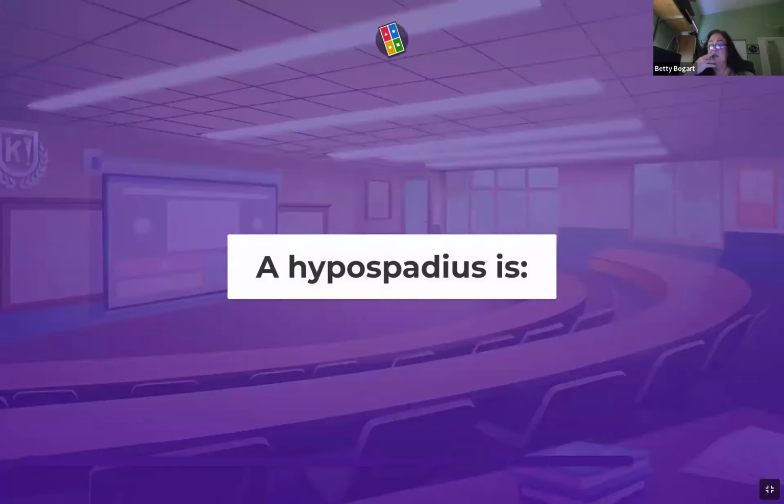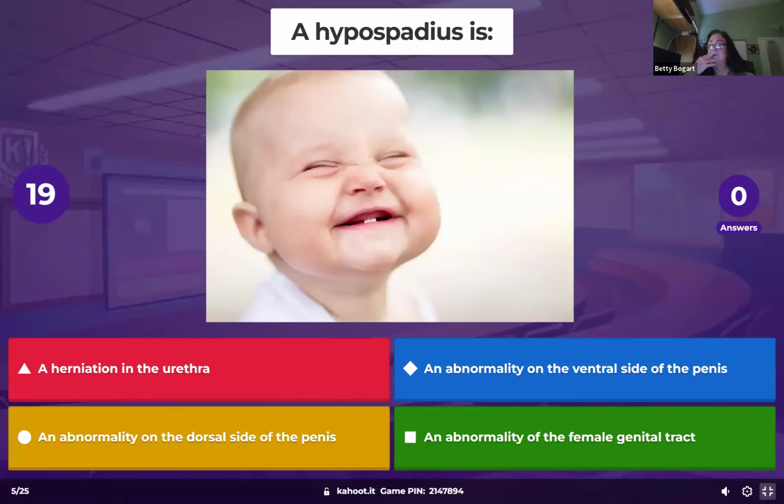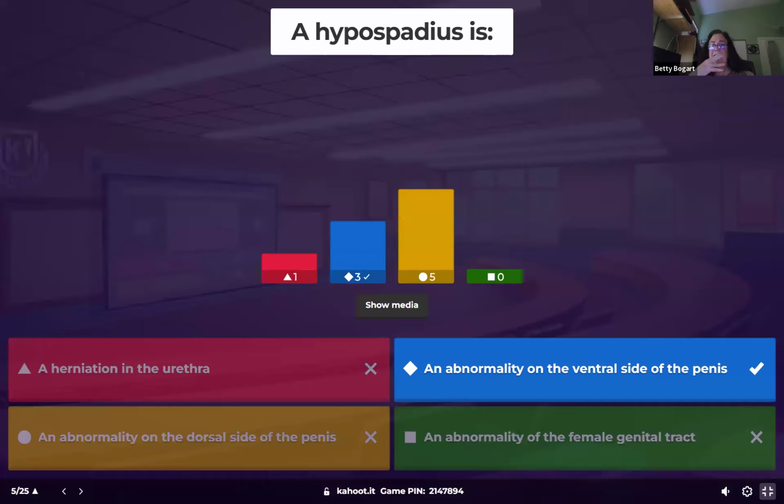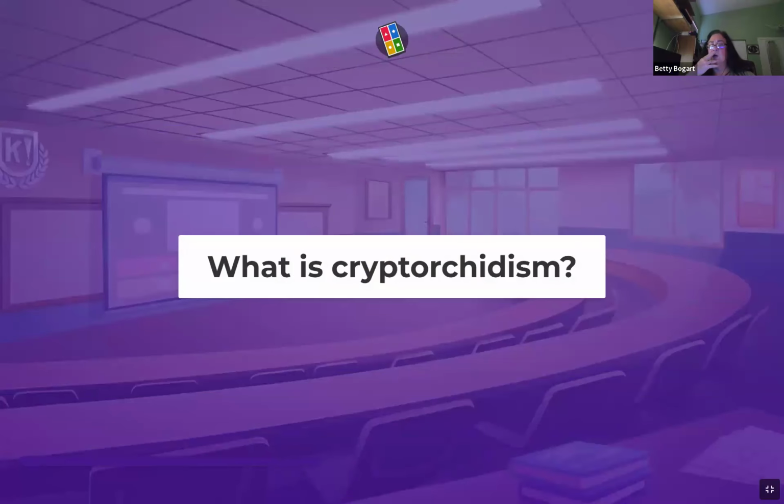A hypospadias is, remember, this is something that we're going to want to have it corrected surgically before potty training. We don't want them squirting urine out of the wrong place, do we? So it's an abnormality on the ventral, on the bottom side. Epispadias is up top, dorsal, and hypospadias is on the bottom, which is the ventral side of the penis. Is cryptorchidism.